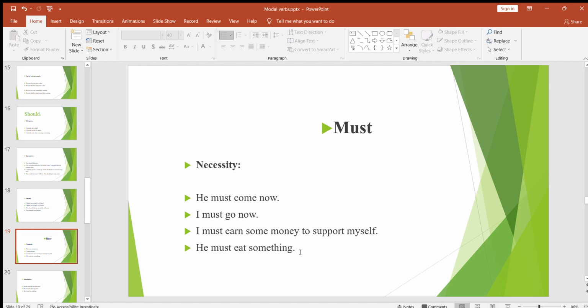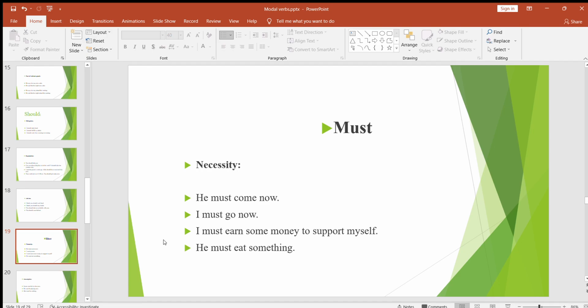Again, all these examples explain something is really necessary to do. If you don't do it, then you might have some problems. So there's a small difference between "must" and "should". If you say "I should do it," maybe it is not really necessary. But if you use "must," then it is really necessary, and if you don't do it, then you might have some problems.